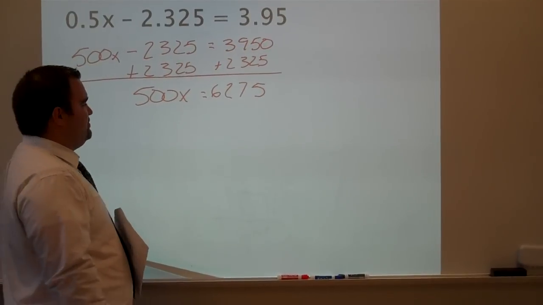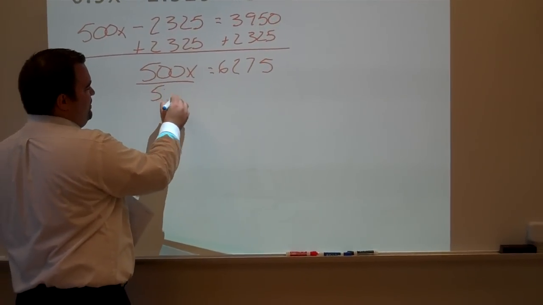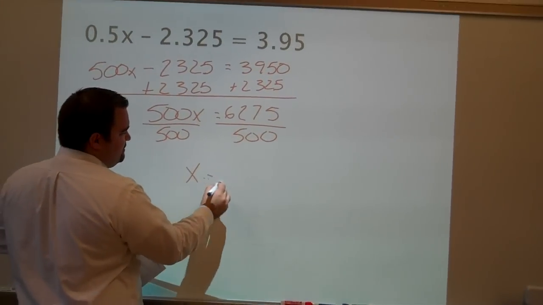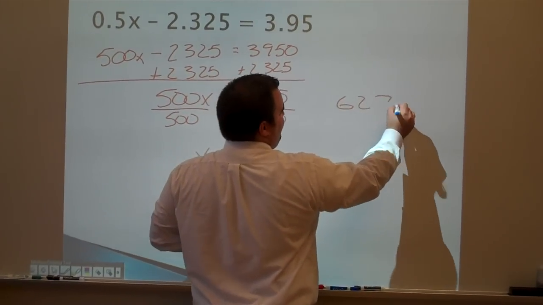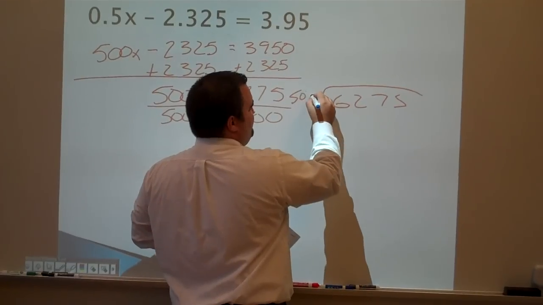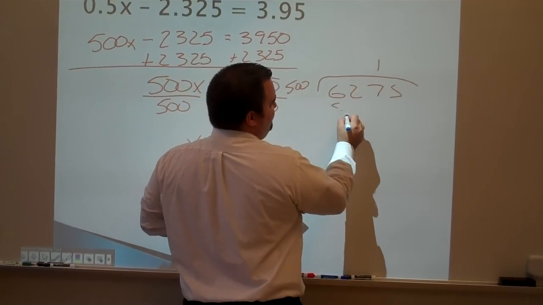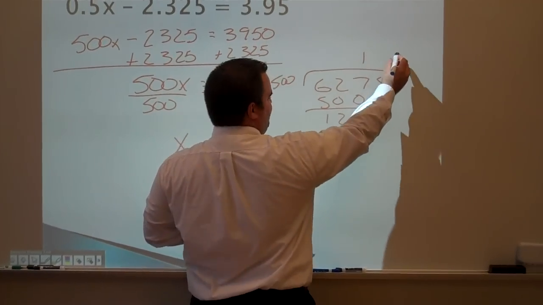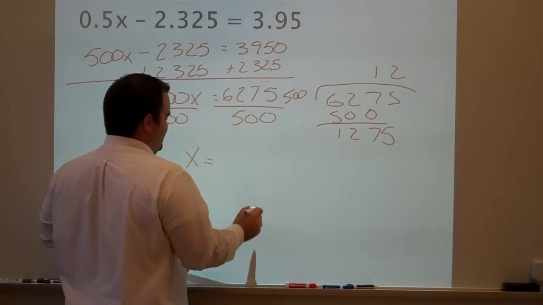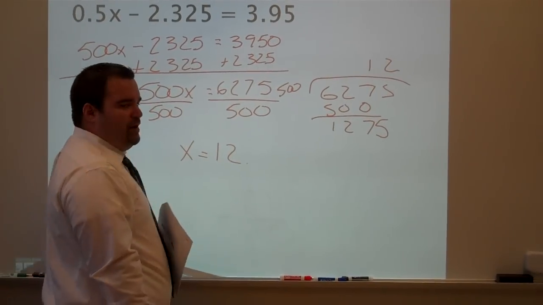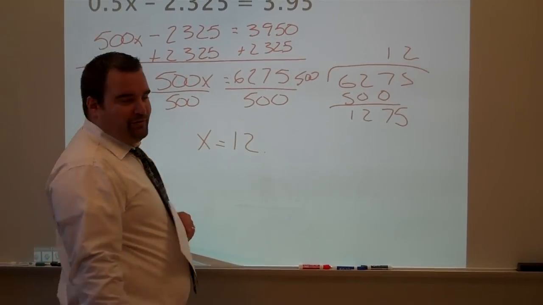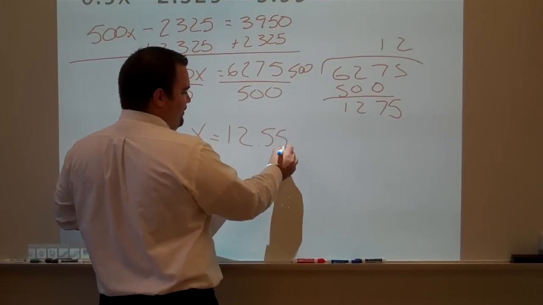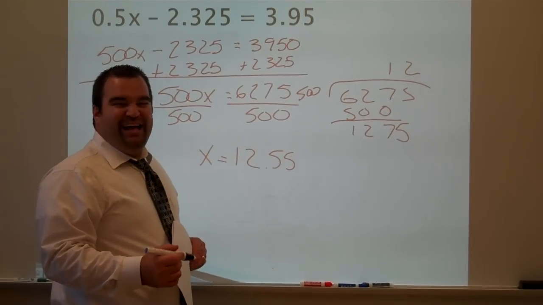Oh boy, now we got to do some division. Divide both sides by 500. X equals 6275 divided by 500. 500 goes into this one time. 127. That would be 2 times. So it's going to be 12 point something. 12 point, let me do this mentally, 55? Is that what you guys got on your calculators? I'm that good.